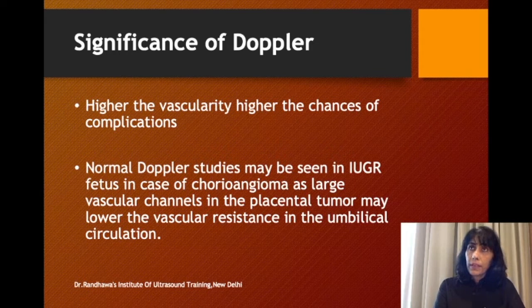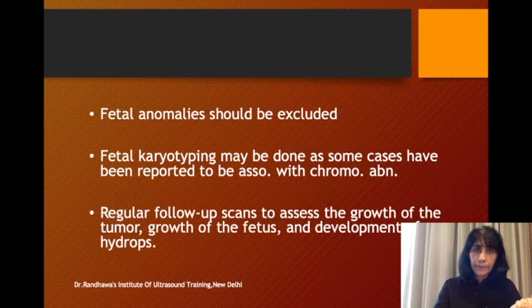reading on Doppler. Why? Because the channels are very much enlarged. The vascularity of the placenta is quite good. So you may get normal Doppler flows, despite the fact that there is IUGR, despite the fact that the baby is not getting proper blood supply. The vascular resistance in the umbilical circulation may remain low, and this may create issues. You may wonder why IUGR is there, but still everything is looking normal.